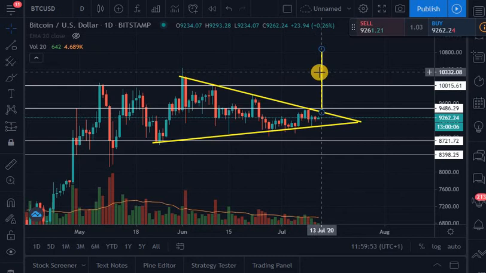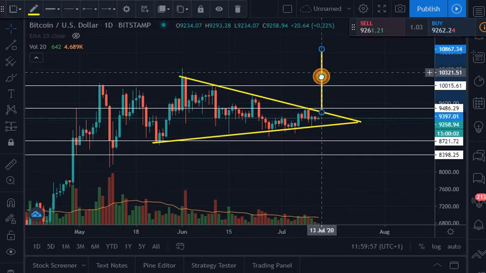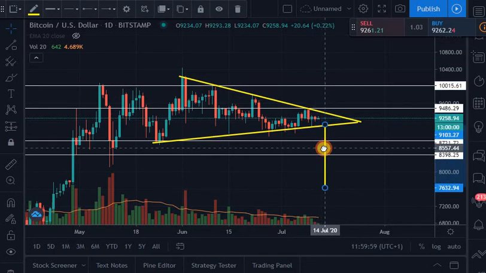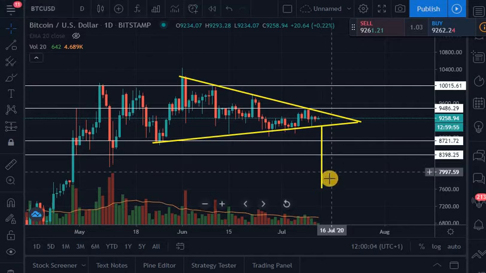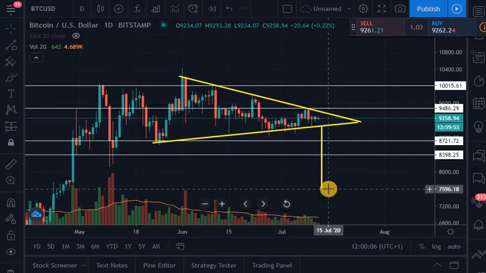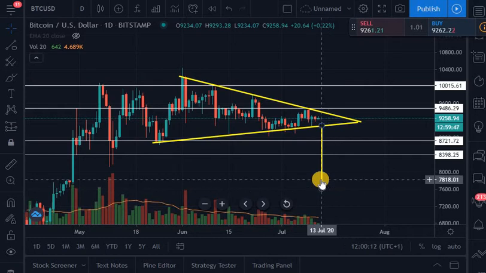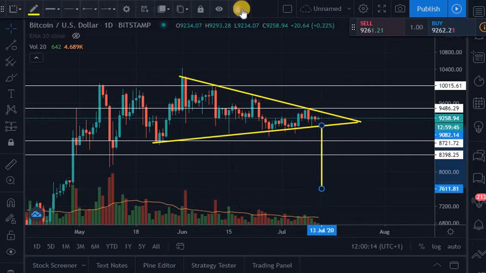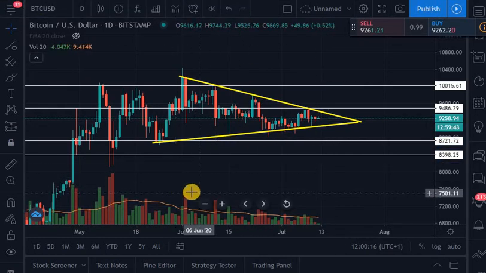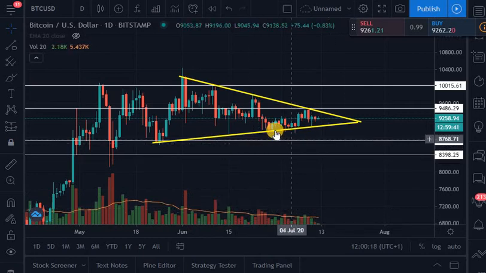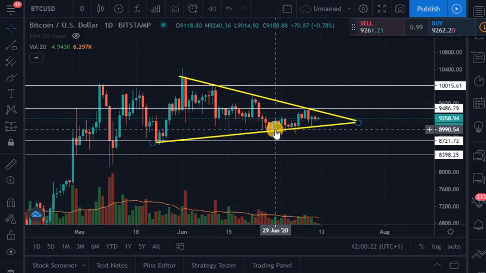Now if it breaks to the downside, you would have to take this line and drag it down to the point of breakout. Let's say it breaks also on the 13th of July. You place it right there. Now the price target would be $7,600. That is if it breaks to the downside. Now remember, volume is key. As the volume is steadily declining, this shows that there is going to be a big explosive move in either direction.